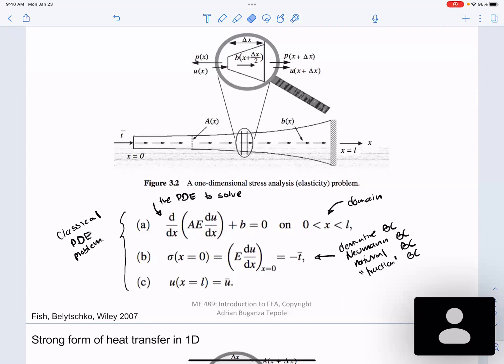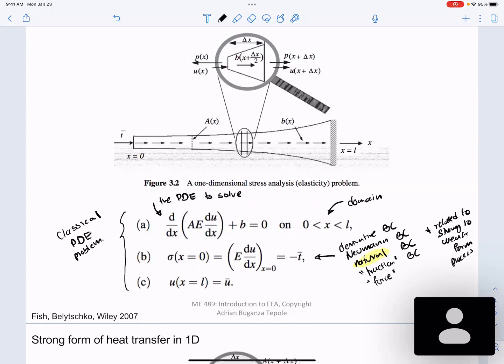Natural boundary condition, this one is actually related to this strong form to weak form process, and we'll talk about it. That's actually why it's called natural boundary condition, as part of how you go from the strong to weak form. And traction boundary condition, because by prescribing something related to the derivative of the displacement, what you are actually prescribing is some force or some traction.